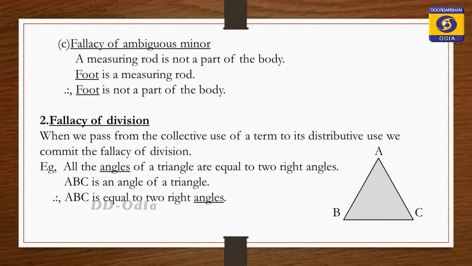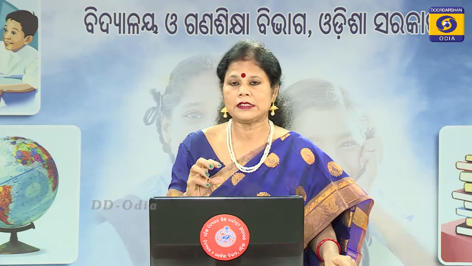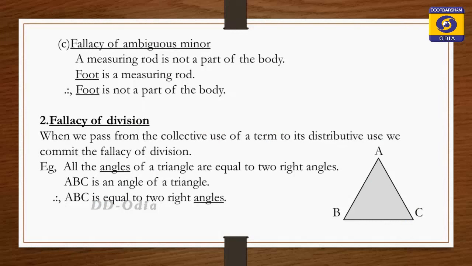So, here you can find the diagram of a triangle. It has three angles, A angle, B angle and C angle. So, A angle and B angle plus C angle collectively make 180 degree. तीनों कोण मिलकर होते हैं 180 degree. So, here angles is used collectively. Angles is used in the collective sense.